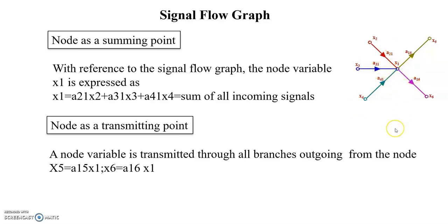Next is the node as a transmitting point, that means outgoing. The node variable is transmitted through all the branches outgoing from the node. Here, for example, X5 is A15 into X1. Similarly X6 is A16 into X1.